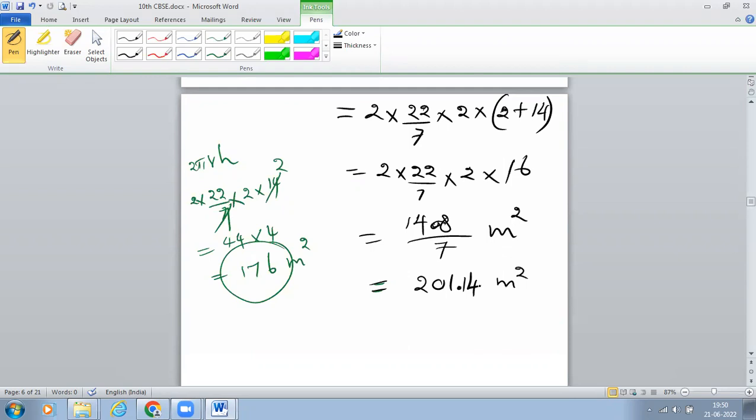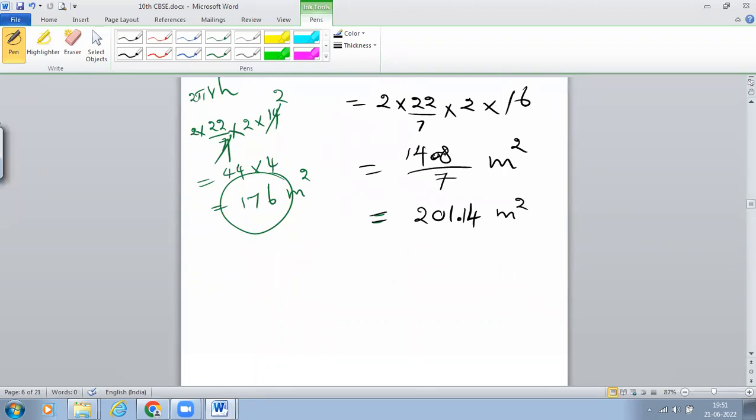Are you able to understand this? Yes, sir. Okay, it is very simple, ma. This question is all about finding how many metal sheets are needed. The area of one metal sheet is 1 meter square, but the area of the cylinder is 201.14 meter square. So this much meter square of sheet you need.